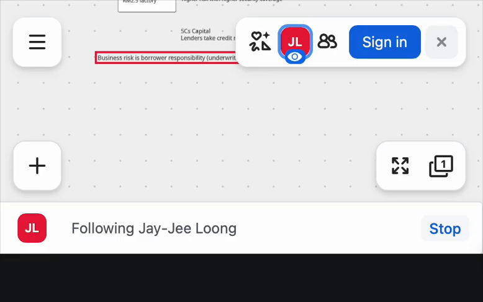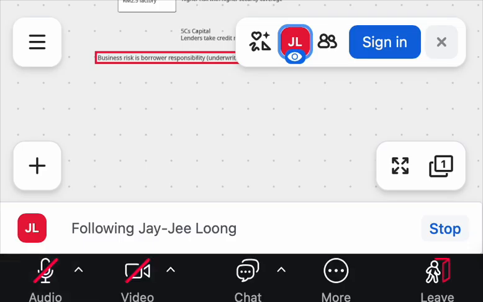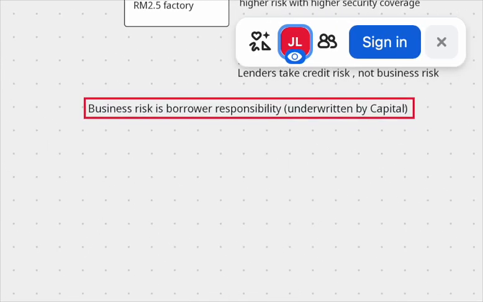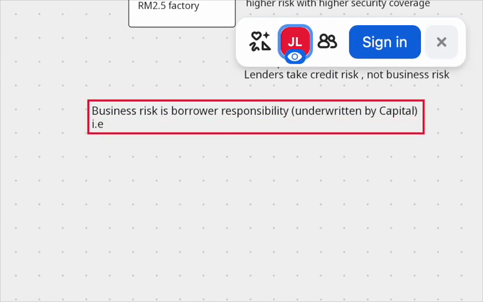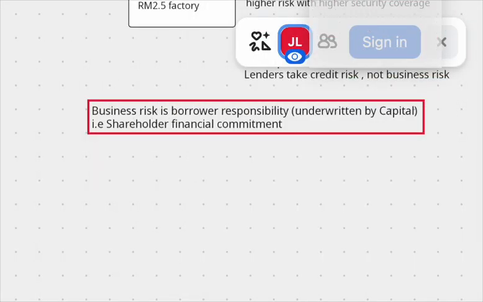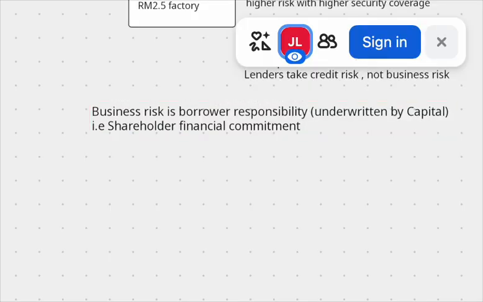By capital. Now, here, let me put some diagrams here. So this is the asset.